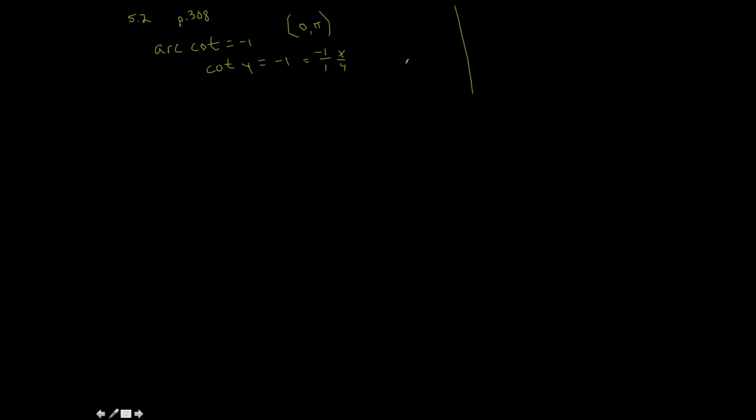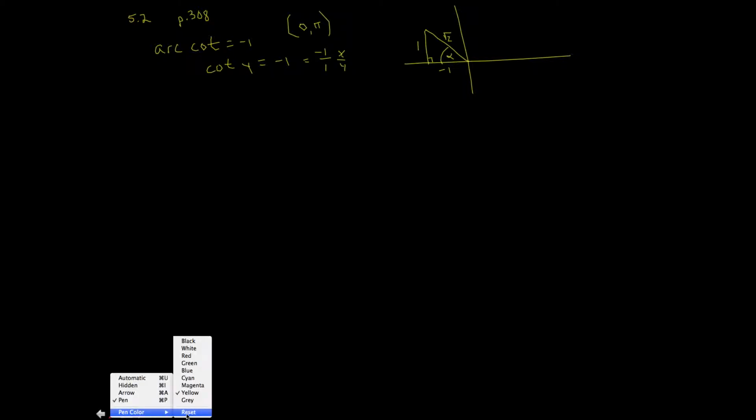So let's draw our reference triangle. Now, this is -1, 1. And if you use the Pythagorean theorem, that's going to give you square root of 2 there. Now, here's what you got to be careful with. This right here is not y. That's your reference angle. Okay? And in the other ones, it happened to be the reference angle. But it's not for this one, because it would not be in our 0 to pi range.